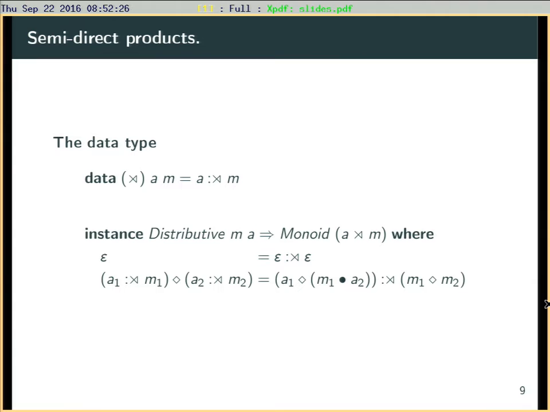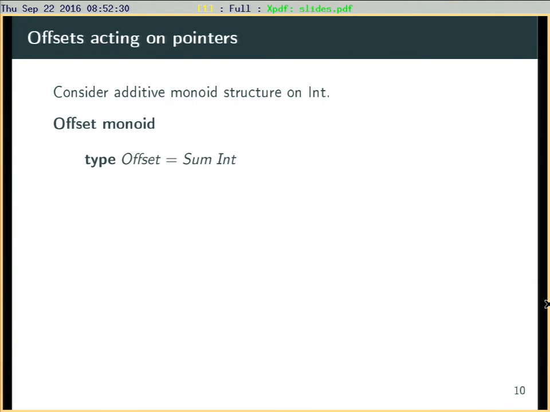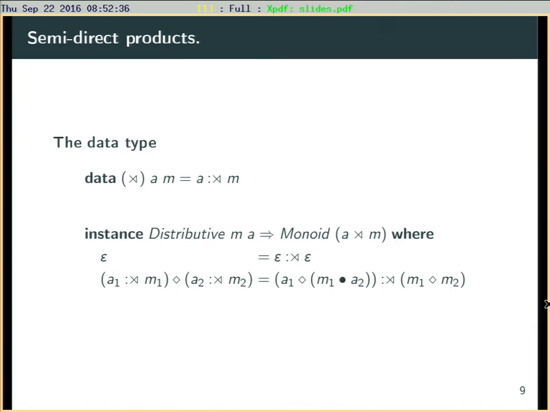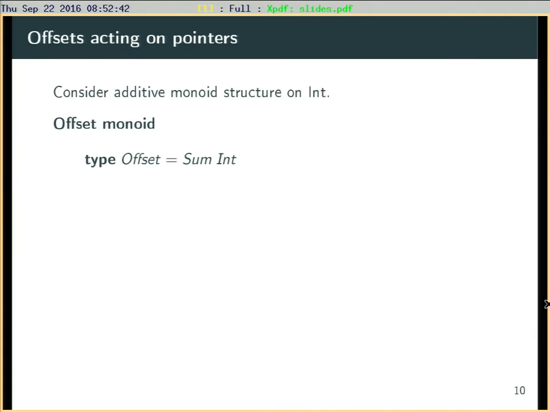So once we have this, we can get that the serialization interface we had is actually a monoid. So from the distributive laws, you can prove that this actually is a monoid. The distributive laws are required.